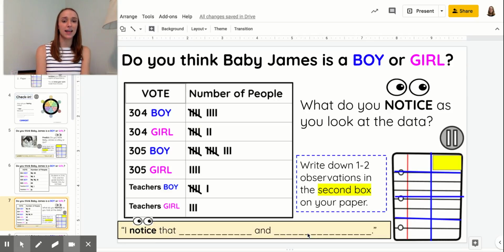As we look at this tally chart, question number 2, I want you to think, what do you notice or what do you see as you look at the data? In box number 2, you're going to write down 1 to 2 observations. So just make some observations. What do you see or what do you notice as you look at this data? You can see that there's a sentence in here if you need that. Please pause when you're done writing in box 2, then press play.